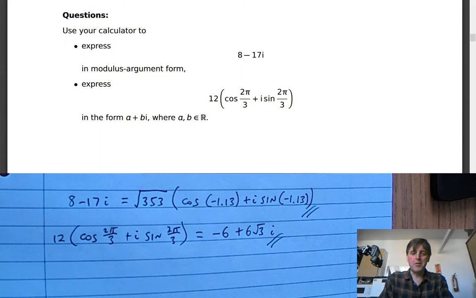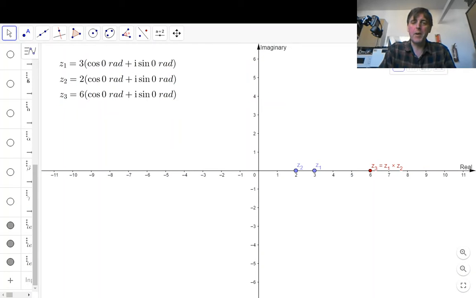Okay, so this is all really good work so far, but we might be wondering, why are the modulus and the argument such an important thing to know about? Well, here, I want to show you something on the graph plotter here.